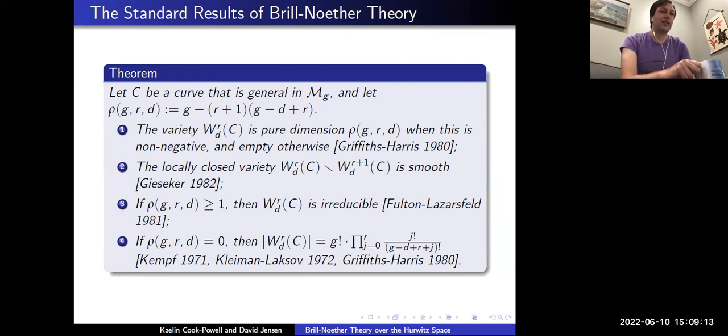So, taken together, these results and possibly a few others are thought of as the standard results of Brill-Noether theory, and they tell you essentially everything that you could possibly want to know about WRD of C when C is a sufficiently general curve.